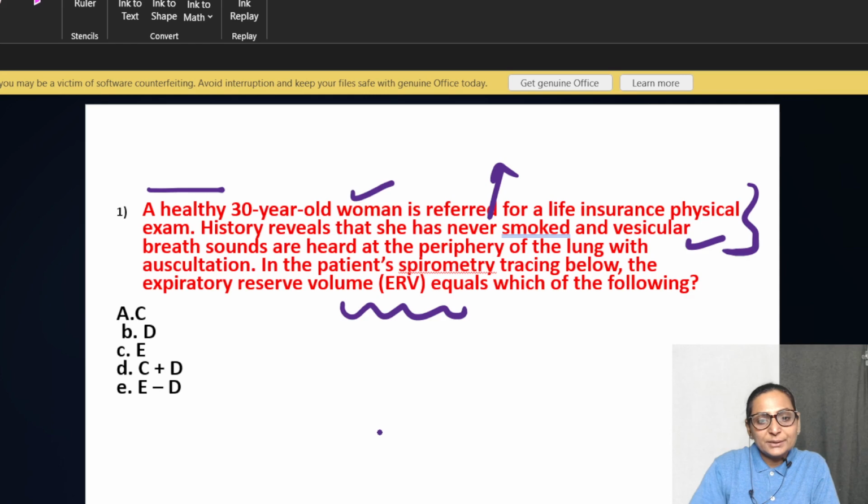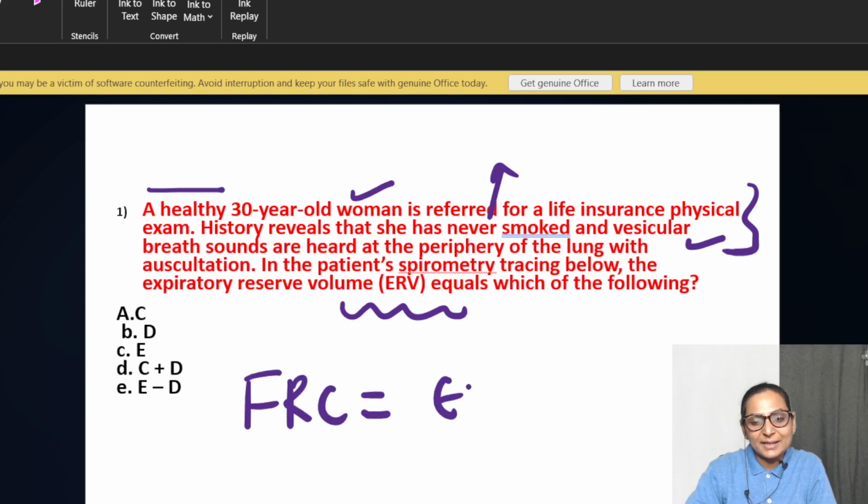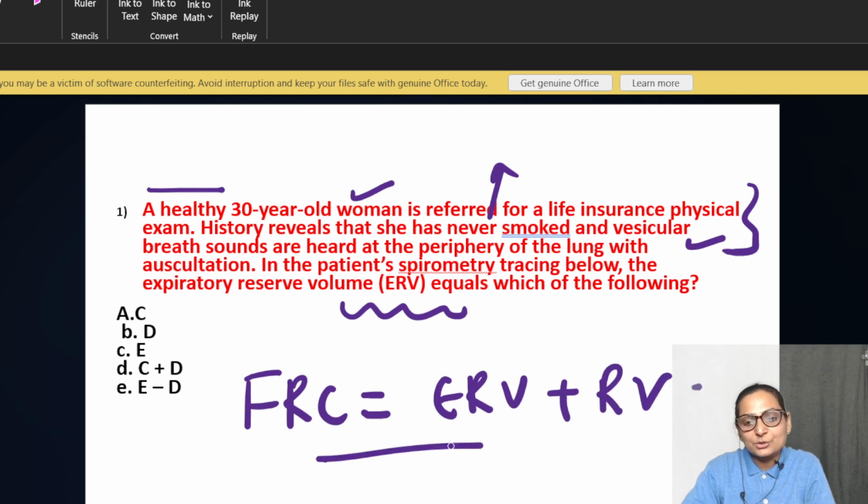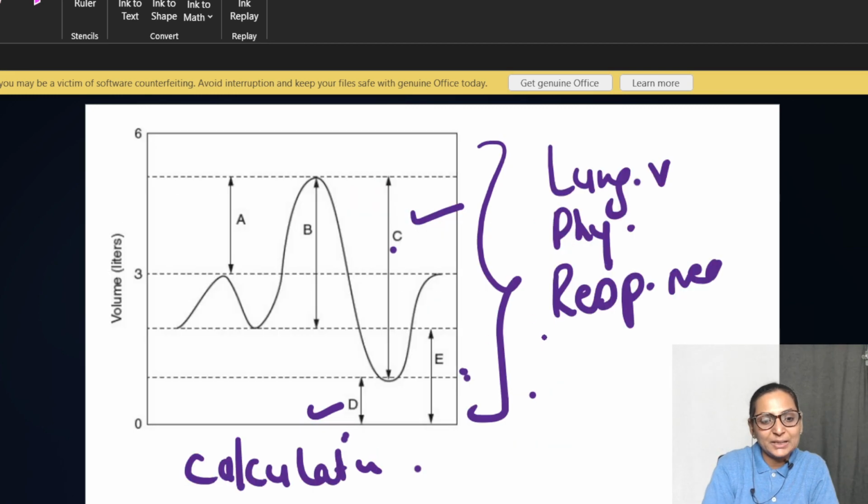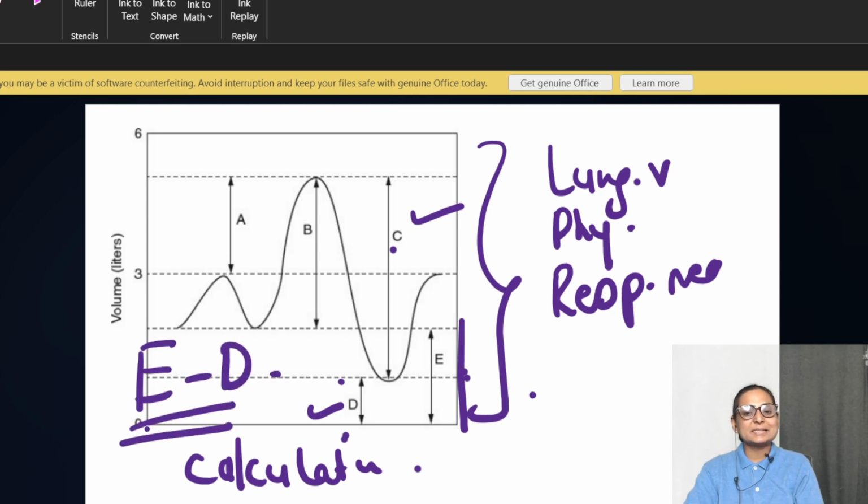Right now the question says ERV. You know what is FRC? FRC is nothing but expiratory reserve volume plus residual volume. So your ERV becomes FRC minus RV. So this is my FRC minus RV. That is, the correct answer is E minus D. Right? So a very basic question, but just put forth in a way which can be a little confusing.